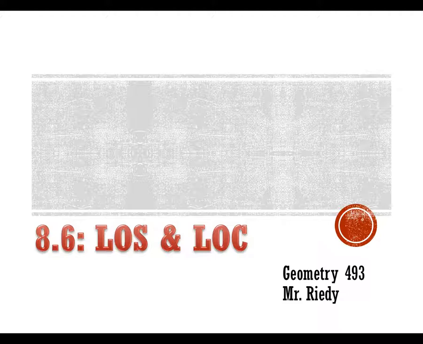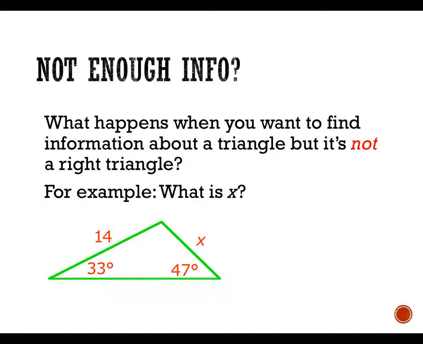LOS, Law of Sines, LOC, Law of Cosines. So you're asking yourself, what about the law of tangents? Yeah, there's no such thing. This will be enough to keep you busy. It allows us to solve a simple problem. What happens if the triangle we're working with is not a right triangle? How do we handle this?